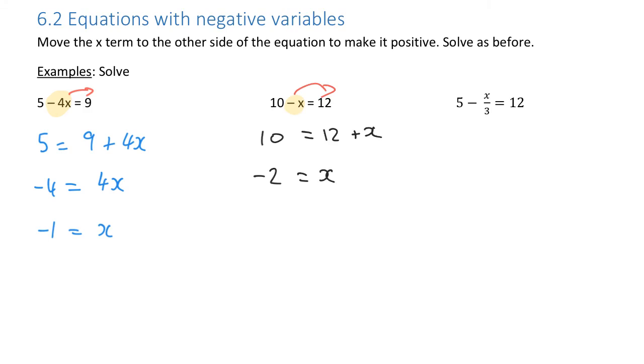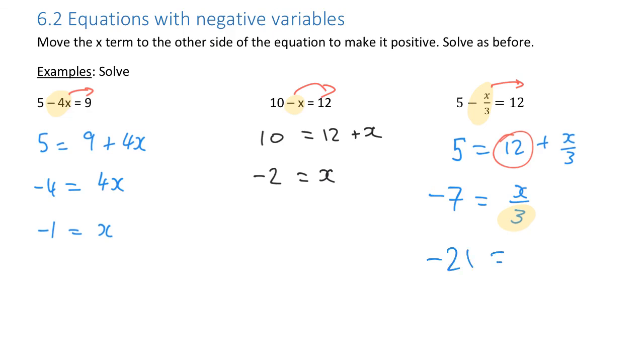The third example then, what we've got is a minus x over 3 on the left hand side. Again, we want to take that to the other side, and what we have is 5 equals 12 plus x over 3. We then want to get rid of the 12, so if we move it to the other side, we're going to have 5 take away 12, so that's minus 7 equals x over 3, and then multiplying through by the denominator, so multiplying through by 3 is minus 21 is equal to x, so therefore x equals minus 21.